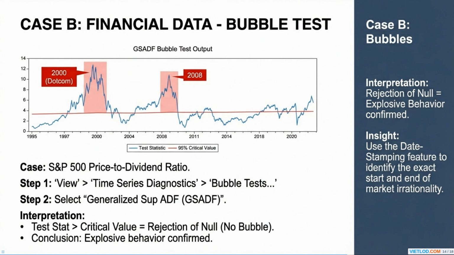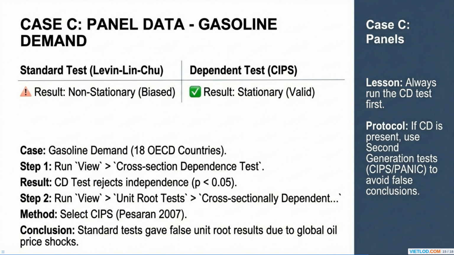The interpretation is straightforward. The output chart shows the test statistic over time against a critical value. Whenever the test statistic exceeds the critical value, the null hypothesis of no bubble is rejected, confirming explosive behavior. The results clearly identify two periods of explosive behavior: the dot-com bubble around 2000 and the period leading up to the 2008 financial crisis. This confirms the presence of market irrationality during those times. The date stamping feature precisely identifies the start and end of these market bubbles.